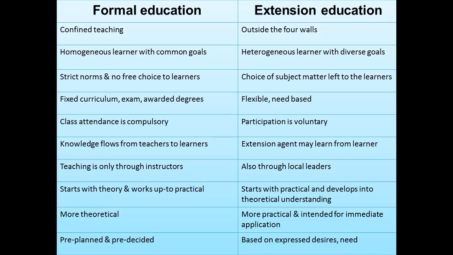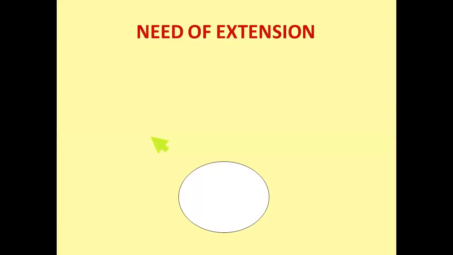Likewise, formal education is more theoretical, pre-planned and pre-decided, and it starts with theory and works up to the practical. While extension education is based on the expressed desire and need, with more practical intent for immediate application, and it starts with the practical and develops to theoretical understanding among the farmers. So why is extension needed?